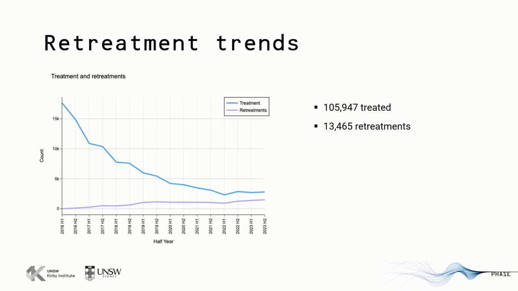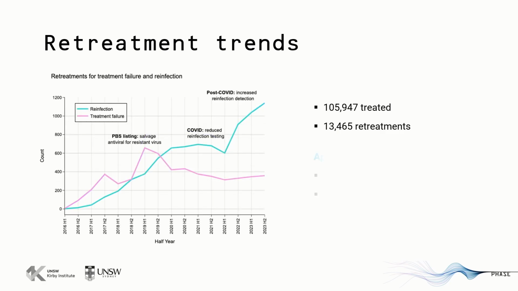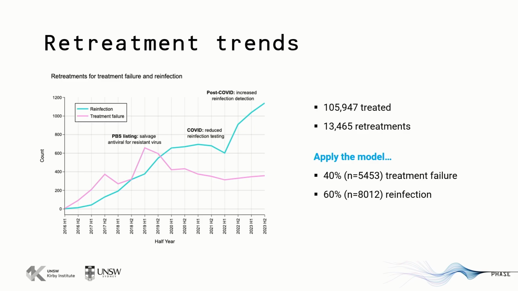So going back to this figure again, where we've got our treatments and our rising retreatments in the purple, zooming in on those retreatments, we can see there is a trend there, but we can't tell what's going on with treatment failure and reinfection. We apply the model, and now we can see retreatment for treatment failure, there in the pink, has a little bit of a peak when a new salvage DAA was listed on the pharmaceutical benefit scheme.